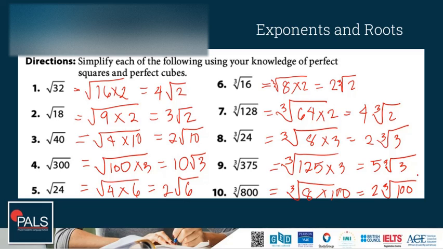Okay, before we end our lesson, I want you to remember to review several concepts that involve exponents and also the different exponent rules. You should also be familiar with common perfect squares and perfect cubes. This will help you in evaluating expressions that involve exponents and roots.